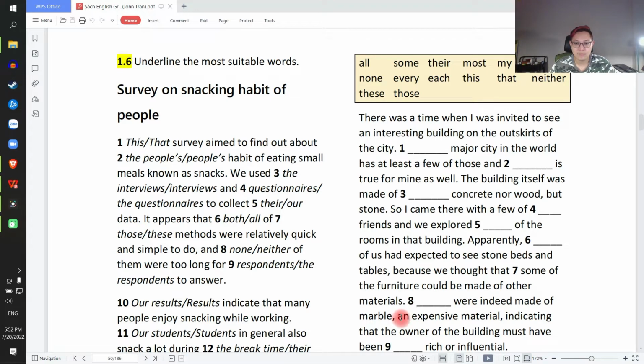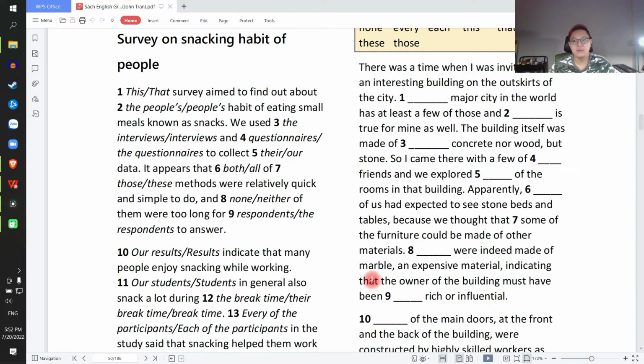marble. An expensive material, một cái vật liệu rất là đắt tiền, indicating that the owner of the building must have been either rich or influential, one of the two. Chỉ định ra rằng cái người mà chủ của cái tòa nhà đó chắc chắn đã là không giàu có thì cũng phải là có ảnh hưởng lớn. Cho nên là either rich or influential.